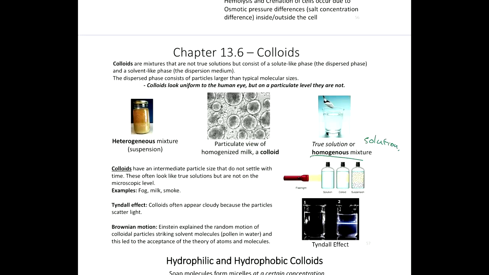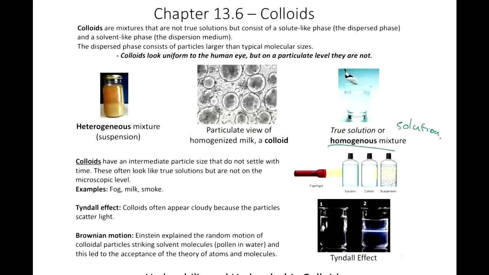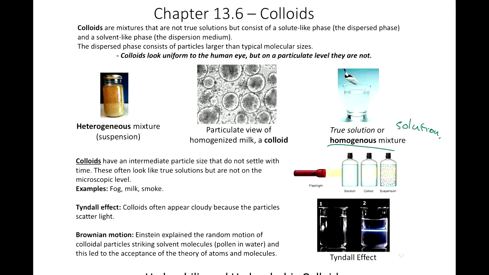So the title of this section is called colloids, because what's intermediate between these two extremes, true solutions versus heterogeneous mixtures, is a colloid. A colloid is something that looks uniform. It looks like a true solution. An example would be milk. Milk is the same at your first sip and your last sip, so it's a uniform liquid.